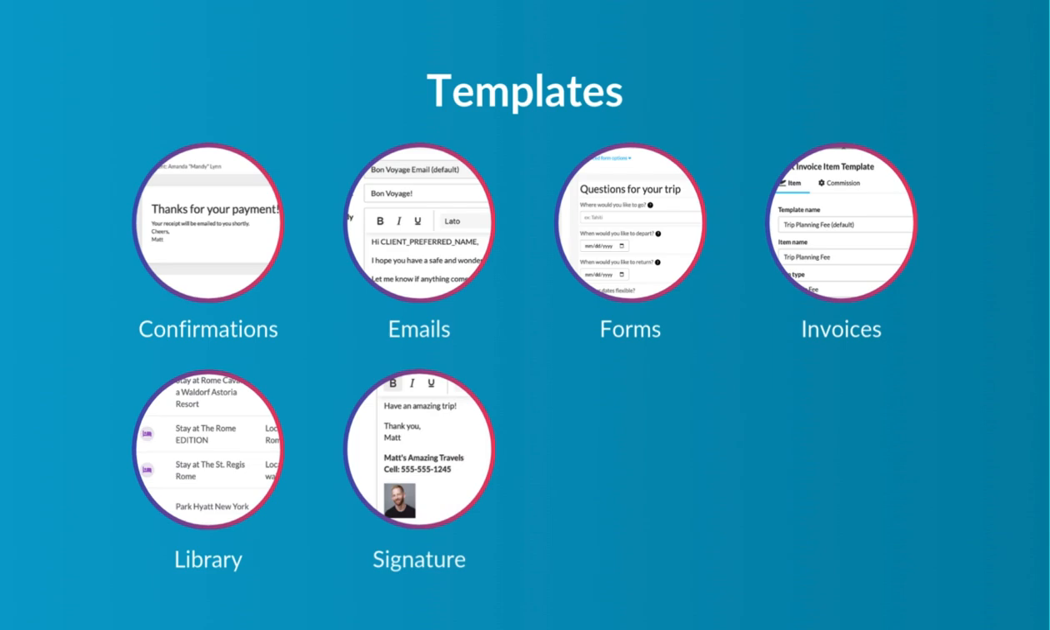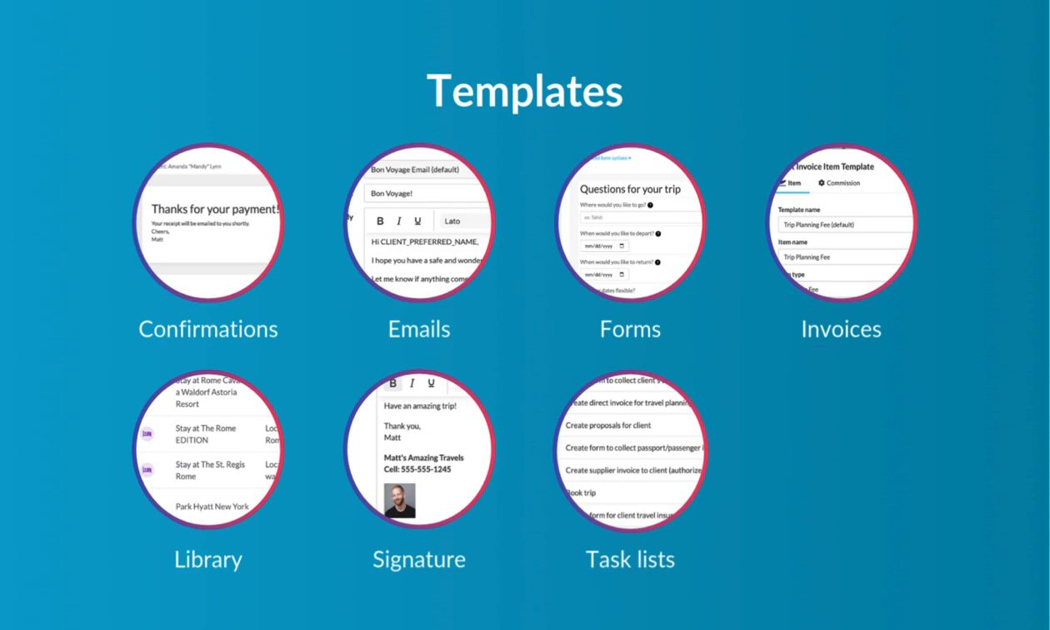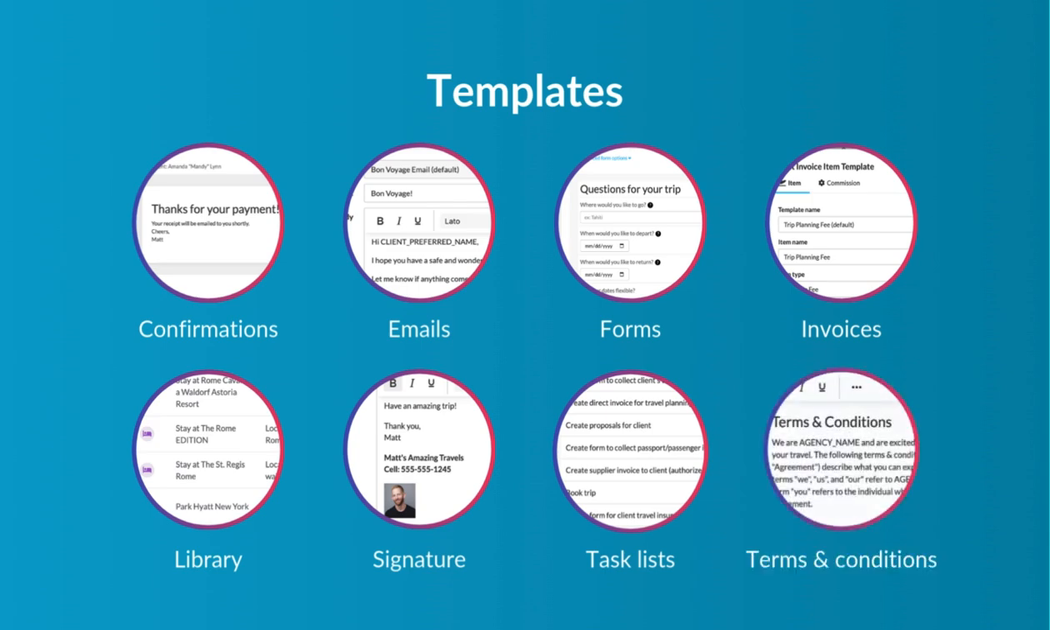The Signature tab gives you the ability to create and customize your signature, which can be displayed on email messages and more. Task lists offer a way to build out a workflow using tasks that can be set up to remind you to complete a to-do list item or automated to send your client a form or email. The Terms and Conditions tab provides a way to store your terms and conditions for any occasion and use them easily on features such as invoices and group booking pages.